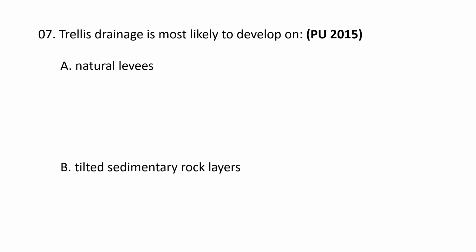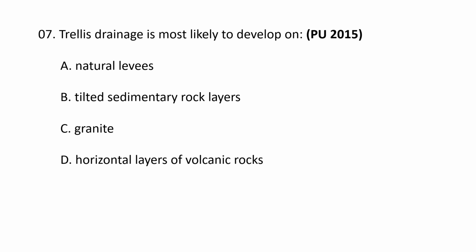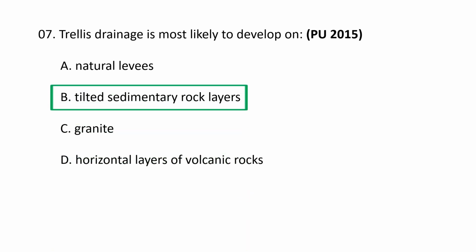Next question. Trellis drainage is most likely to develop on A. Natural levees, B. Tilted sedimentary rocks, C. Granite, and D. Horizontal layers of volcanic rocks. Trellis drainage is most likely to develop on tilted sedimentary rock layers. Trellis drainage patterns are most likely to develop in areas with folded or tilted rocks, specifically where alternating bands of resistant and weak rock exist, leading to a pattern of long main rivers with short tributaries entering at right angles. So trellis drainage is most likely to develop on tilted sedimentary rock layers. D is the correct option.